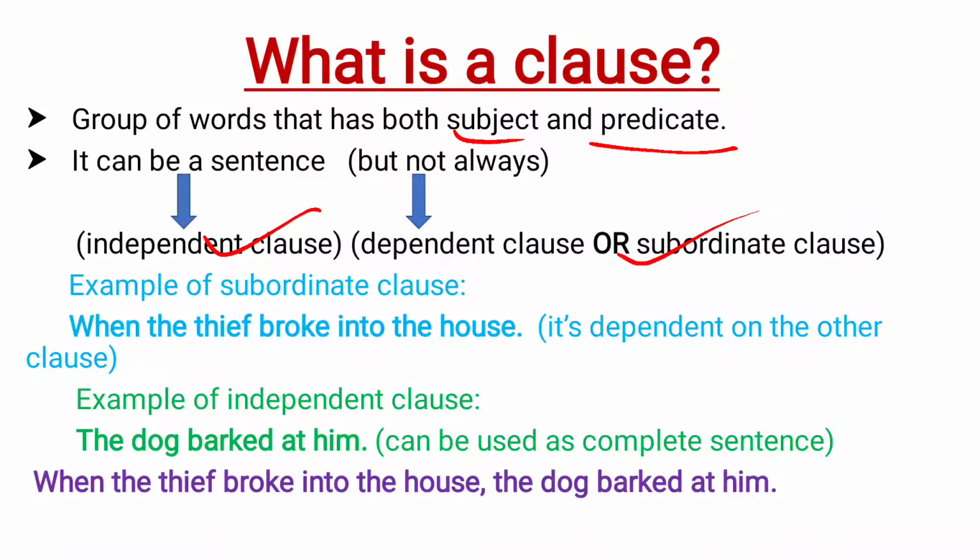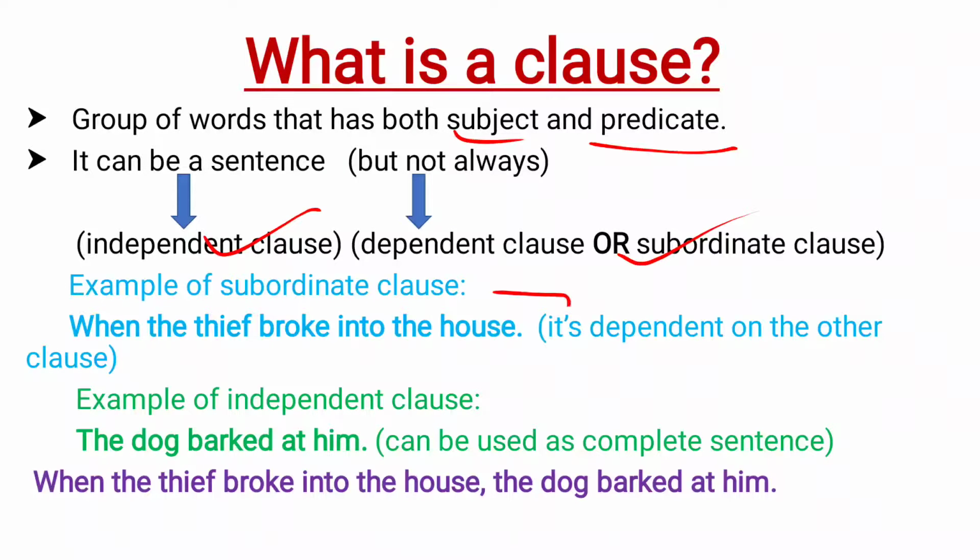An example of a subordinate clause is: when the man broke into the house. This is a dependent or subordinate clause because, although this group of words has a meaning, it begins with the conjunction when, so it is dependent on the other half of a sentence, and that is why it is known as a dependent clause. An example of an independent clause: the dog barked at him. It can be used as a complete sentence because it has its own meaning.